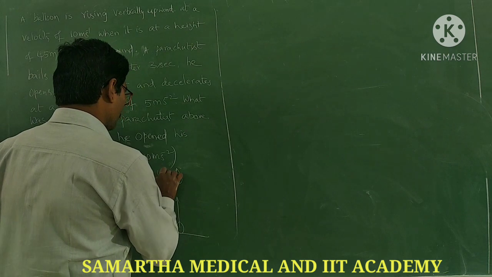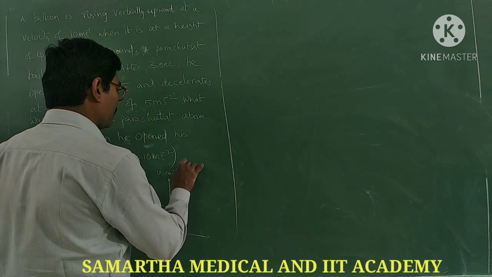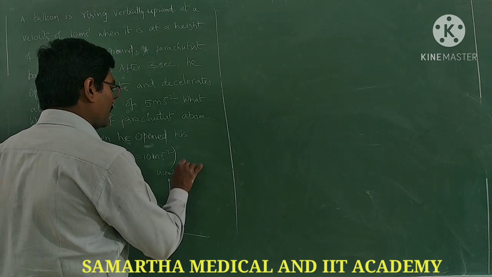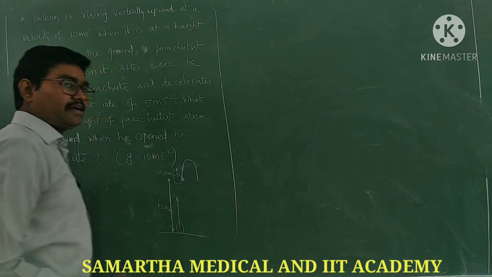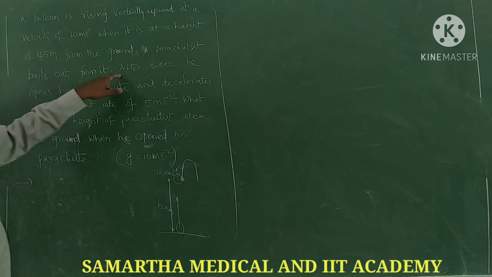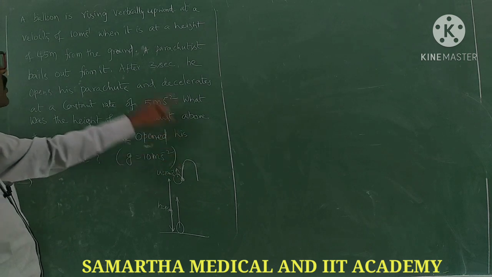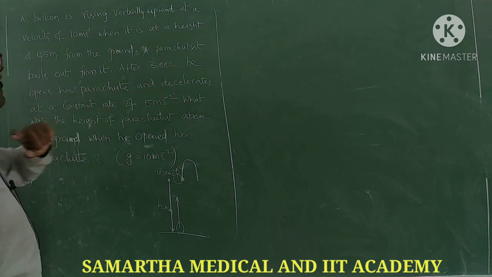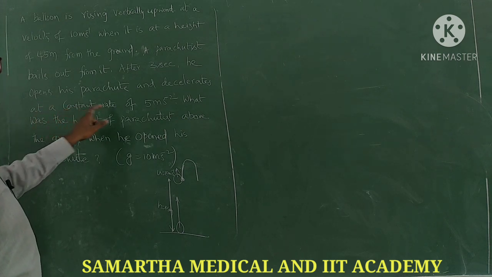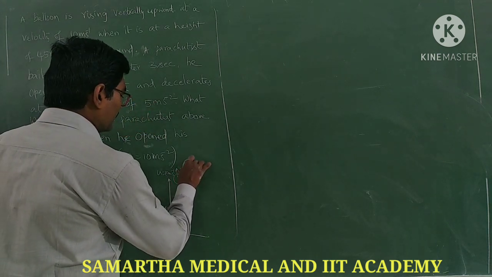Okay. So u is equal to 10 meter per second. The parachutist bails out from the balloon. Since the balloon is going in the upward direction, the parachutist goes up and then comes down. While he is coming down, after 3 seconds, he opens his parachute and decelerates at a constant rate of 5 meter per second square.